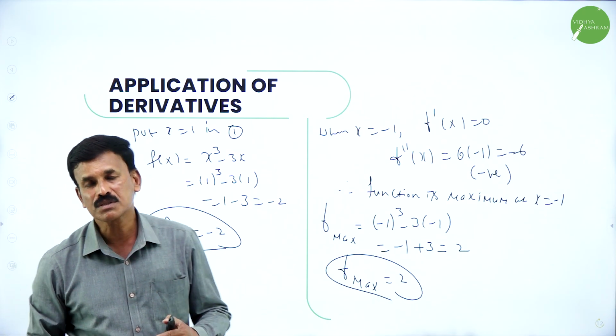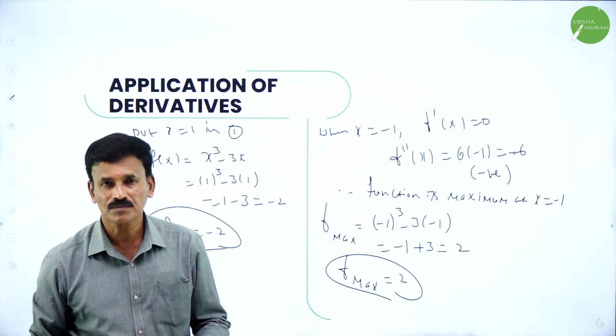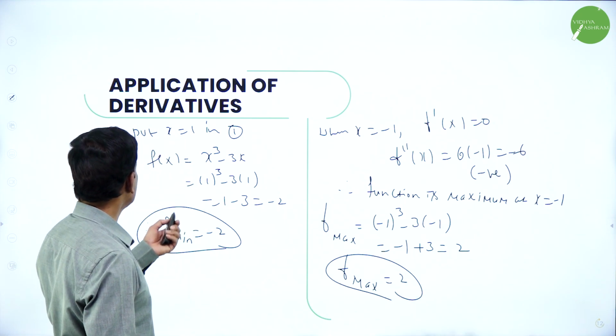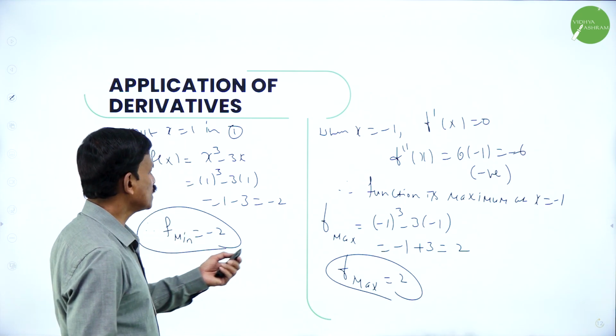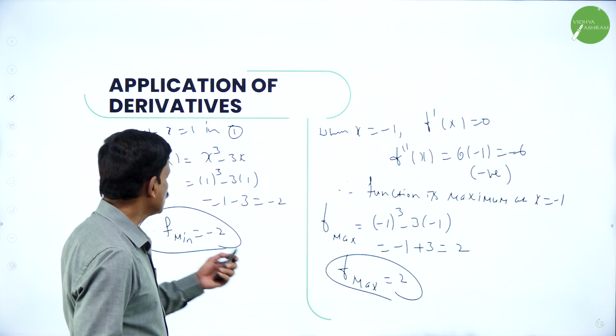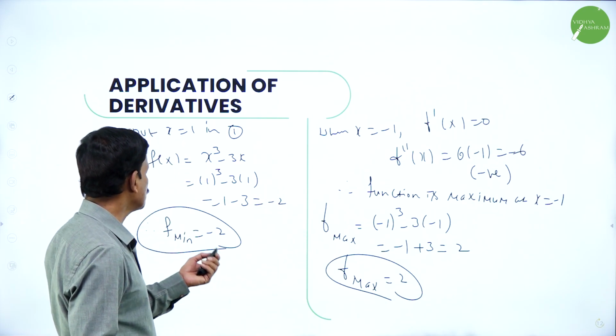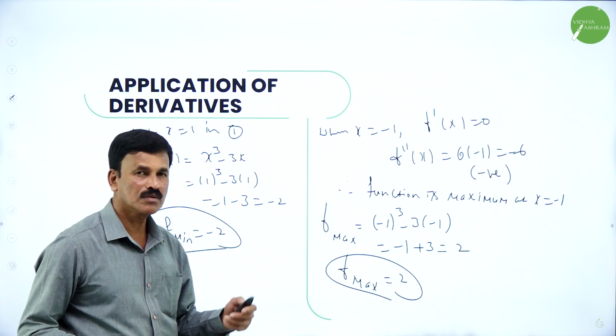That's it. So if you do this much, definitely you will get 4 marks. Okay. So therefore the function is maximum at x is equal to minus 1 and minimum at x is equal to plus 1. So minimum value is minus 2, maximum value is plus 2.